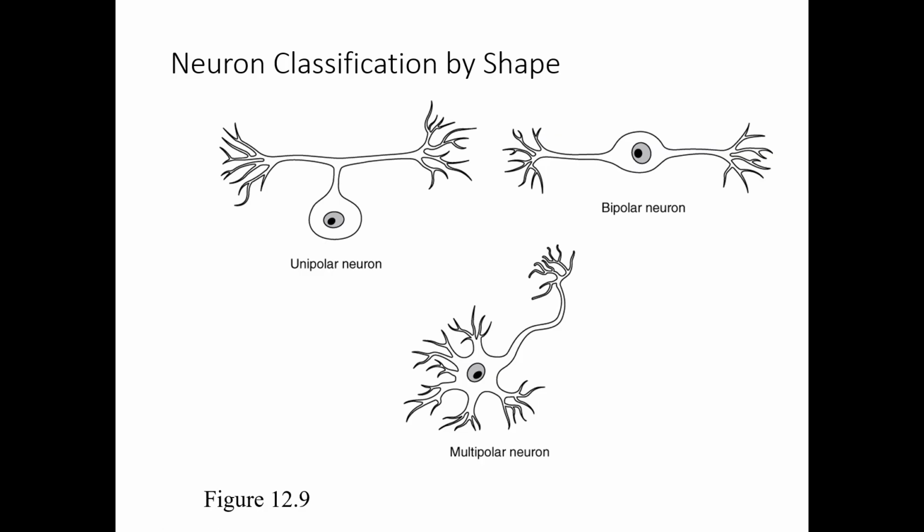Now we'll talk about neuron classifications. First, classification by shape. Most of the neurons are called multipolar because each neuron has several dendrites and an axon, so several extensions. Some neurons are bipolar, one dendrite and one axon. And finally we have unipolar neurons. They have only one extension, and then it branches, and part of it serves as an axon and another part serves as a dendrite.